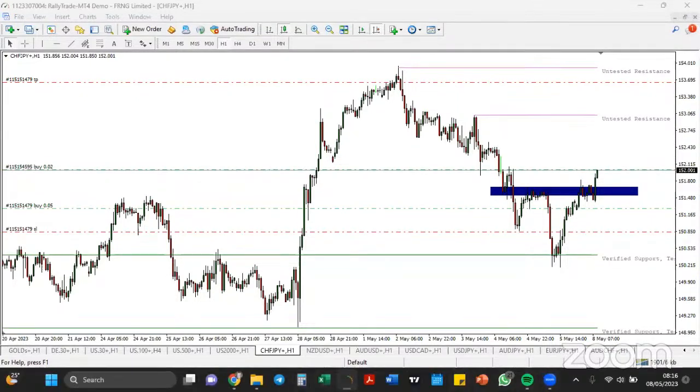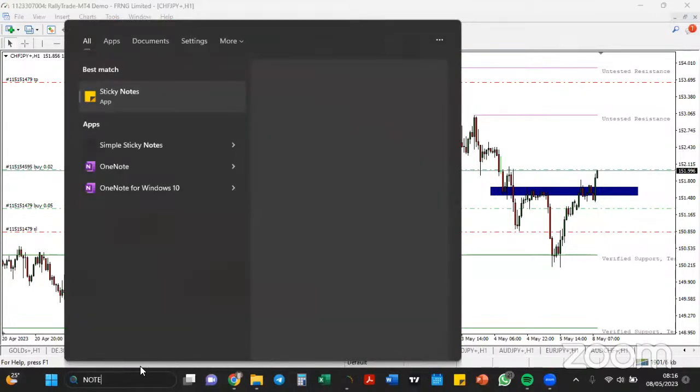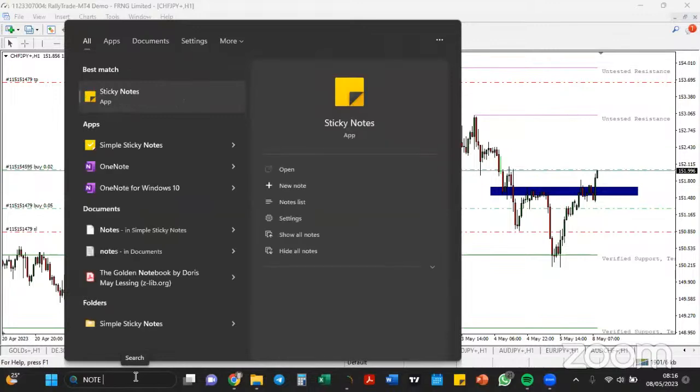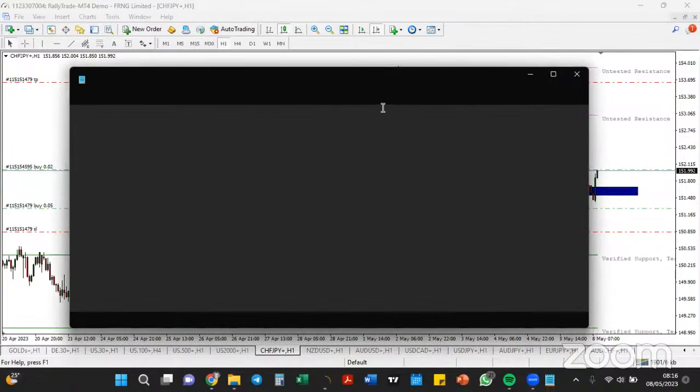CHF JPY is good for a buy now. So if you are with your device and your account is ready, take a buy on CHF JPY, as all of the sentiment is pointing up in an uptrend, so it's good for a buy now.